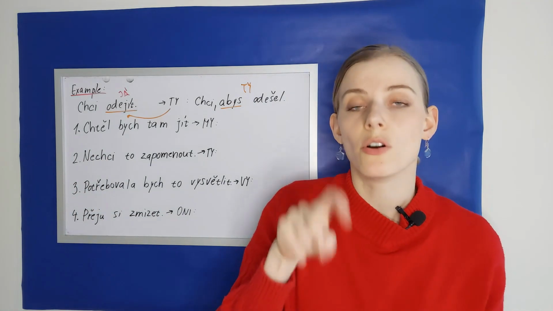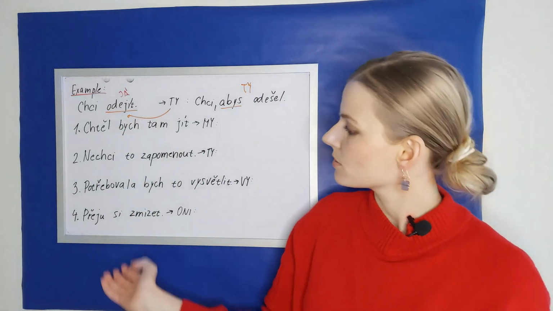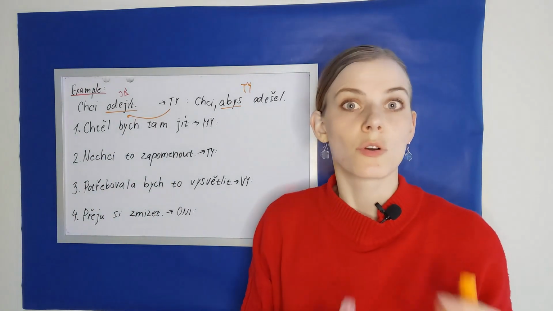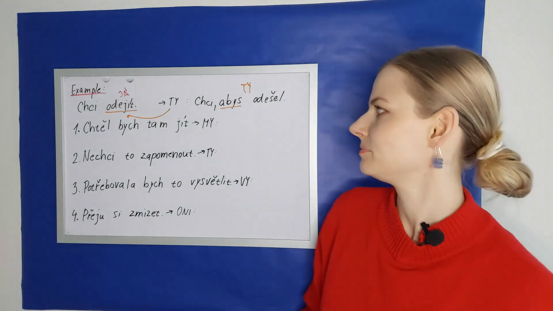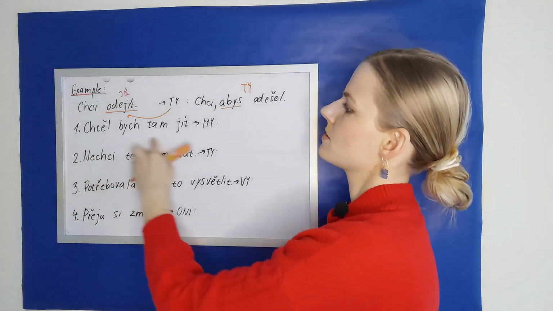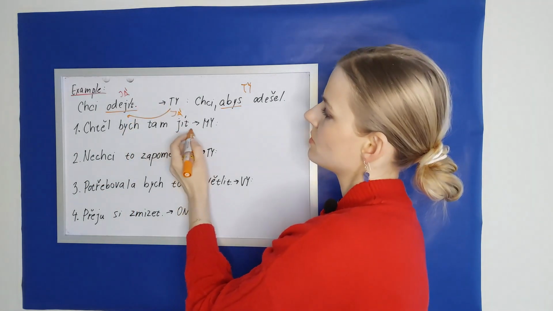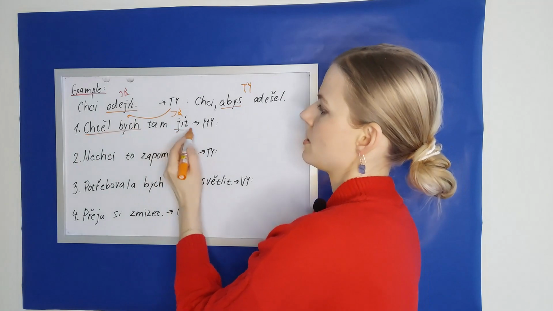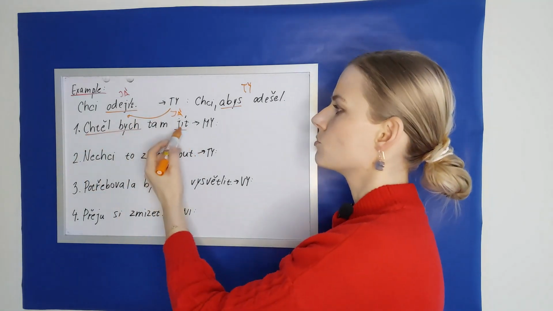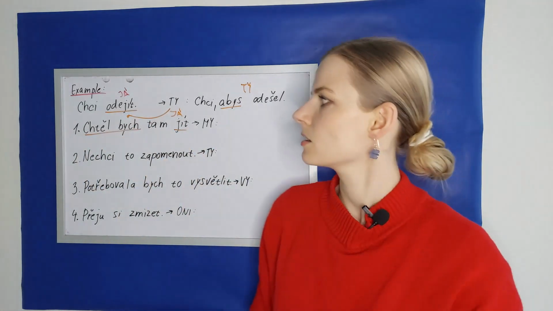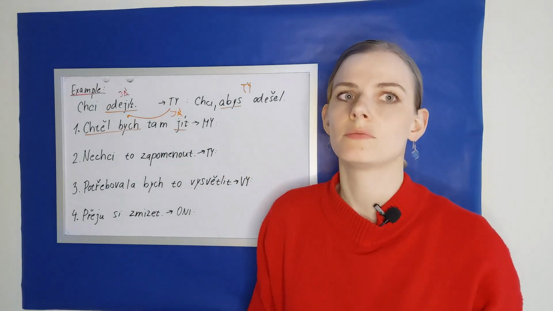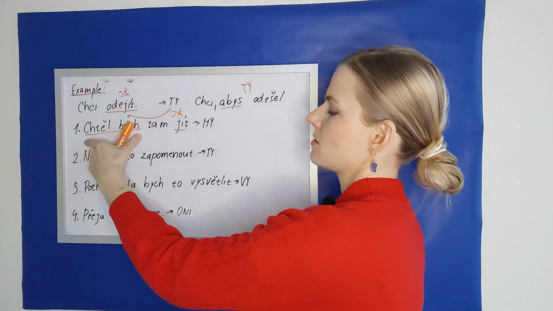If you want, you can pause the video right now and work on these sentences, and we're gonna transform those sentences together right now. Chtěl bych tam jít. This sentence refers only to já. We have infinitive form. Chtěl bych jít, which means I would like to go there. And I want to say, I would like for us to go there.